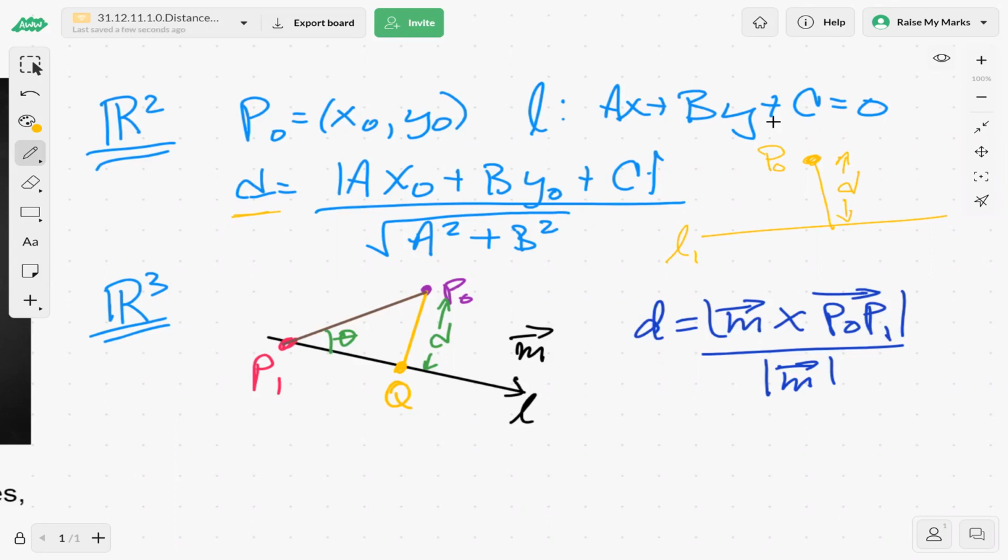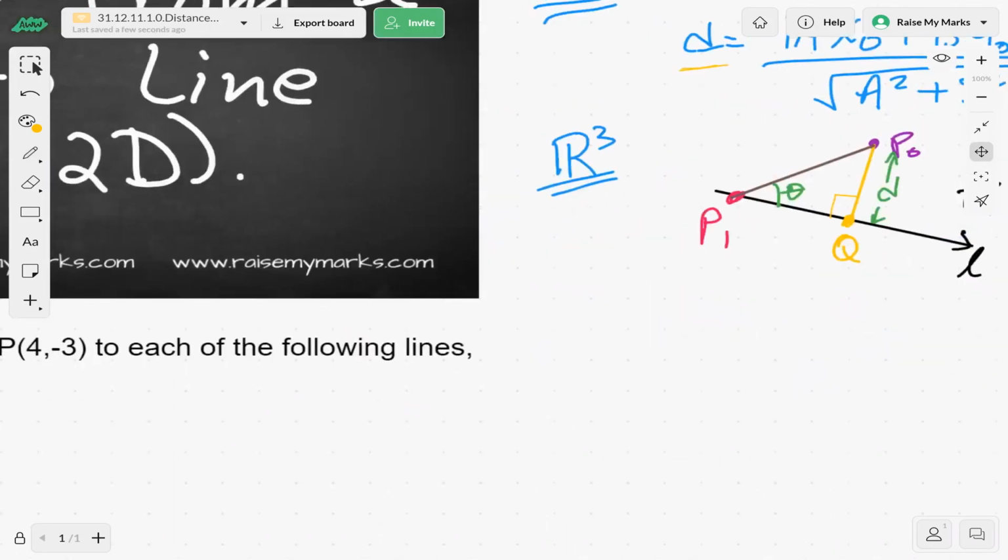Now in R3, we have our diagram. We have our line L, our point P0, a point P1 on the line, and another point Q on the line. Of course, we have our direction vector m for our line in R3. In this situation, the perpendicular distance, which is the shortest distance from a point to a line, is given by this expression: d is the magnitude of the cross product between the direction vector and the vector P0P1, over the magnitude of the direction vector of our line. Okay, so now let's go back to our questions.